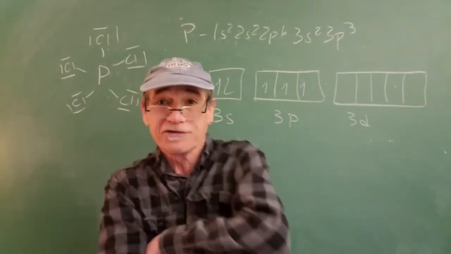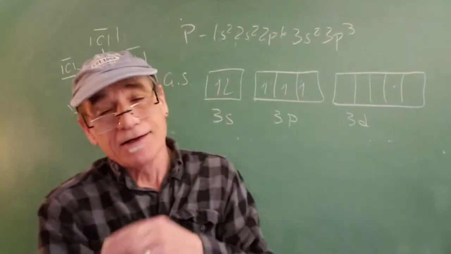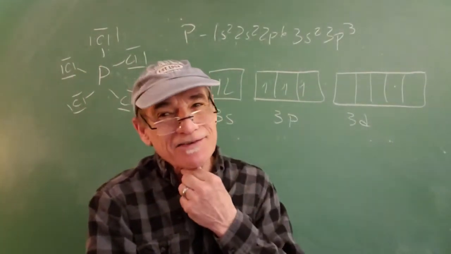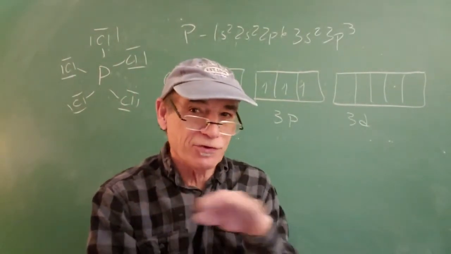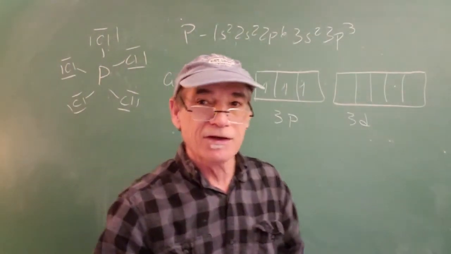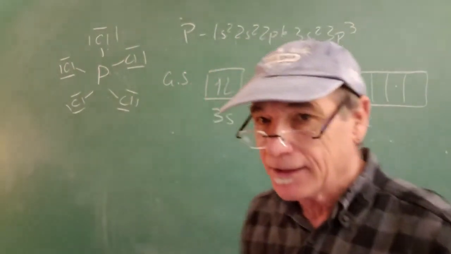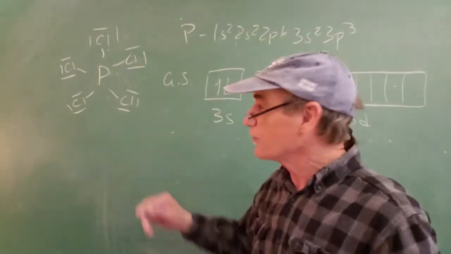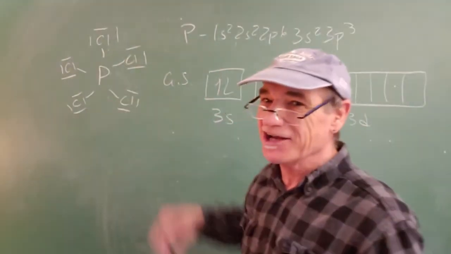Okay, well, here's where things get kind of interesting. When we get to the expanded octets, like I said, you have to be in the 3rd period or lower because we need some d orbitals to use in order to make more than 4 legs. And so consequently, if we do an example that we did last week, PCl5.